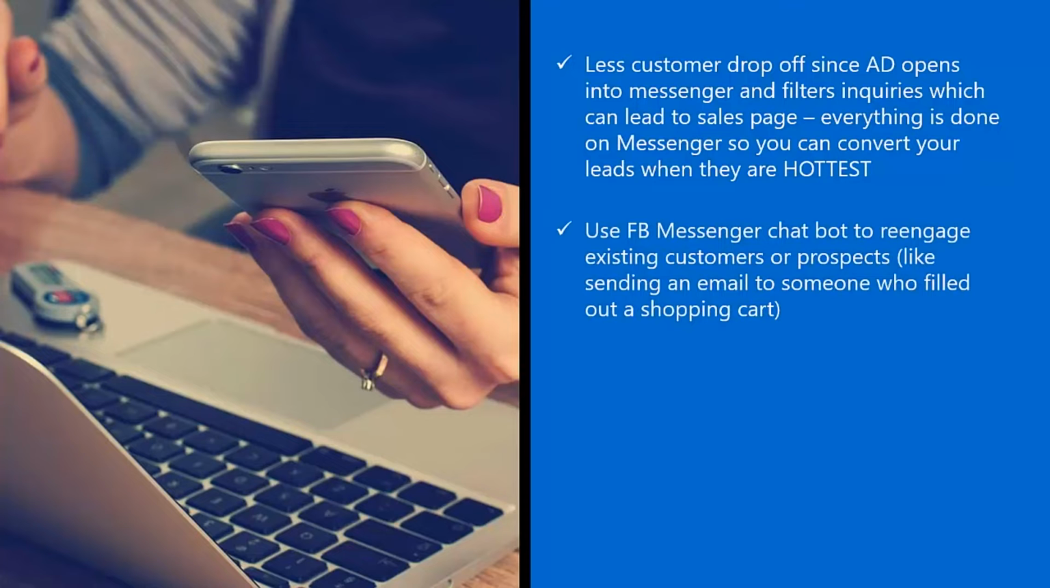Use an FB Messenger chatbot to re-engage existing customers or prospects, like sending an email to someone who abandoned a shopping cart. More direct. Inbound. Event-specific. All these factors add to increased value and qualification of prospects and increase the chances of conversion tremendously. All these factors also increase the chances of building brand equity quite a bit.